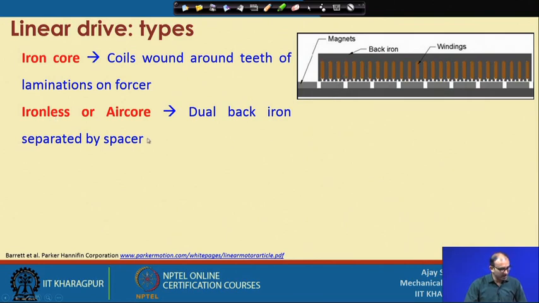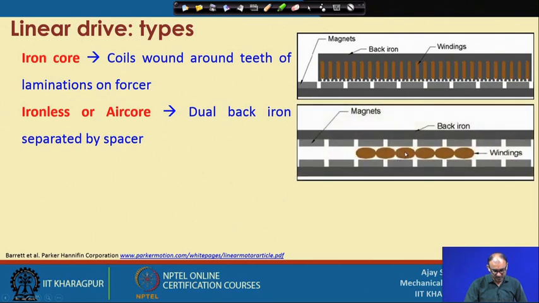The second one is called the ironless or air core, and why is it called ironless? Because we are not using iron here. So, there is dual back iron separated by the forcer. This is the same thing, but this is the front view, and this one is the top view. So, we are looking from the top. We will see this in more detail in the next few slides.